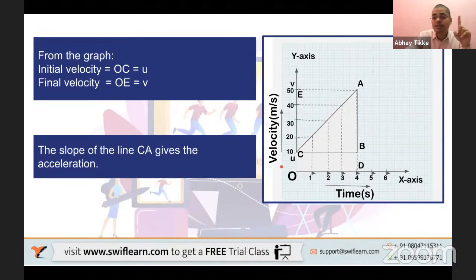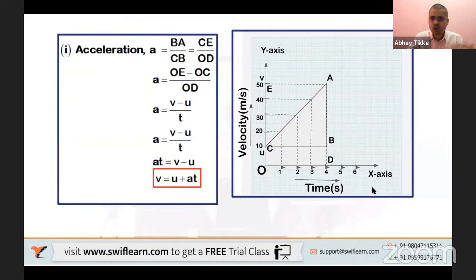The slope of the line CA gives the acceleration. You remember last session we discussed? Slope of VT graph. ये graph किसका है? देखो, along y-axis is V and along x-axis is time t, right? The slope of VT graph gives you acceleration, right? And the area under this VT graph क्या represent करता है? Area under this VT graph represents, yes, exactly, displacement. Very good, right? So let us calculate acceleration.